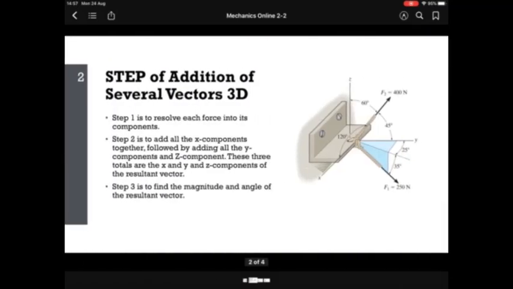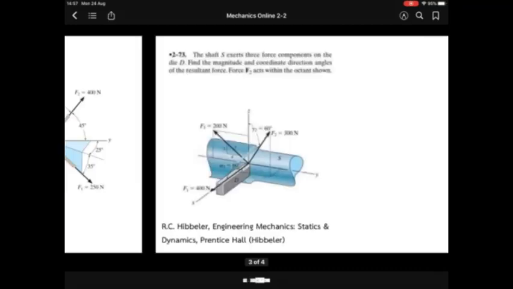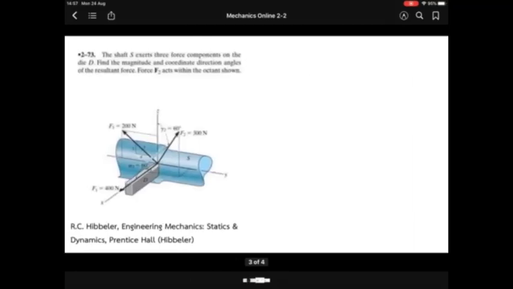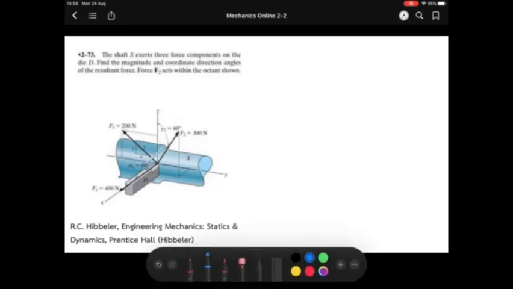Last video I talked about the steps of adding several vectors in three dimensions, and we can divide it into three systems that the equation normally gives you. I just found this question from R.C. Hibbeler, Engineering Mechanics, Statics and Dynamics, and I think this is a good trick question that you should practice.